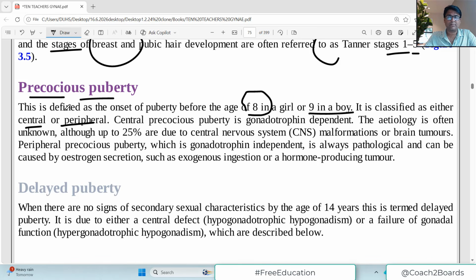The cause can be in the central axis, which means the hypothalamus and pituitary, or it can be a peripheral cause. Central precocious puberty is gonadotrophin dependent, which means the hypothalamus is involved. The etiology is often unknown. However, in 25% of cases it is due to central nervous system malformation or even brain tumors. So precocious puberty and brain tumor is an important association, and if you are investigating a patient with precocious puberty, this is something to be considered in the workup.